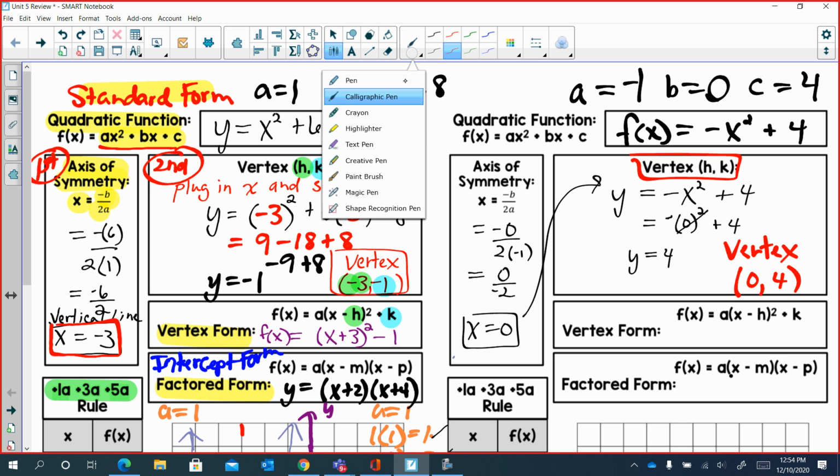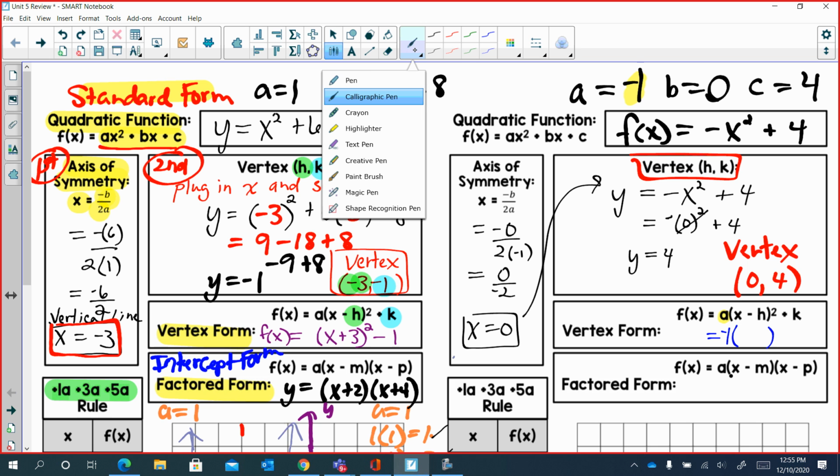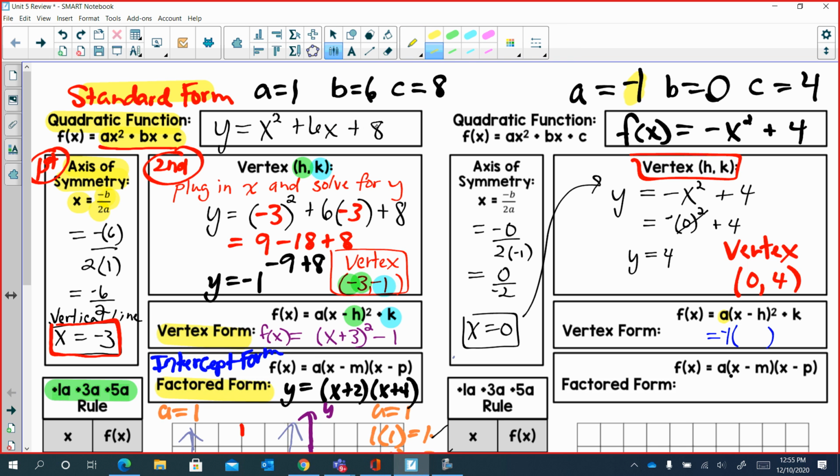All right, we're going to start off with the A right here. What do we know that A equals? Right, that equals -1. We had that up there, right? Okay, so we're going to substitute that part in. I'm going to do it in blue. -1, parentheses, right? Then it says x minus h.